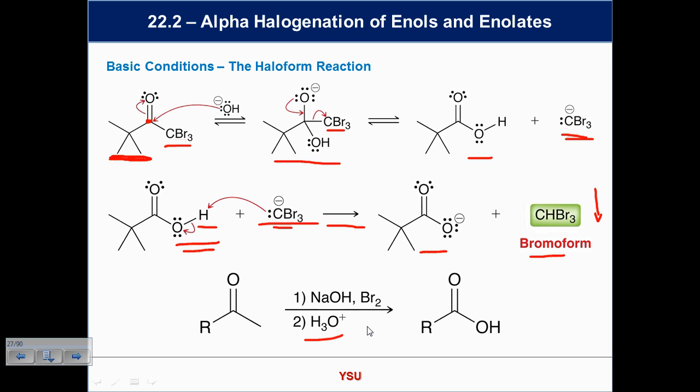You have to neutralize this at the end. What does it quench? A carboxylate, and it gives you a carboxylic acid. So that acid at the end is just simply for that.